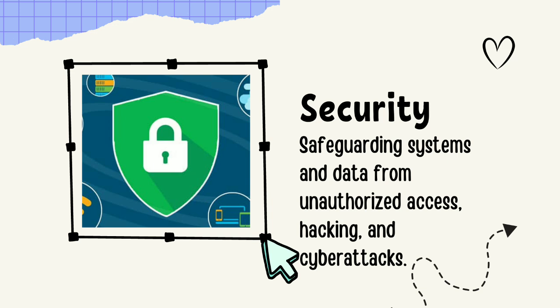Security. Security means safeguarding systems and data from unauthorized access, hacking and cyber attacks. Security means keeping things safe from harm or danger. In information systems, security is about protecting data and technology from bad guys who might try to steal or damage it. For example, putting a lock on your phone to keep strangers from accessing your photos and messages is a form of security. It's like putting a fence around your house to keep out intruders.